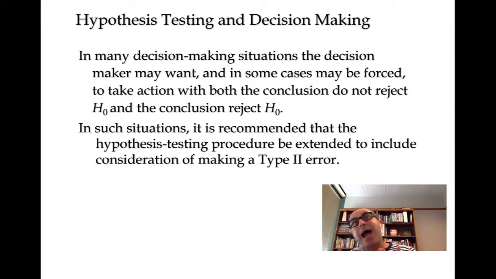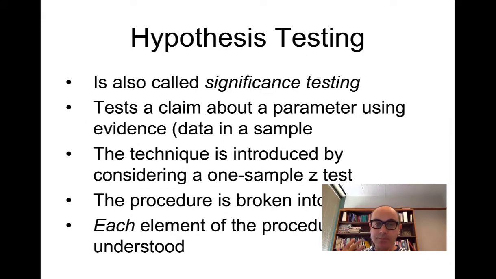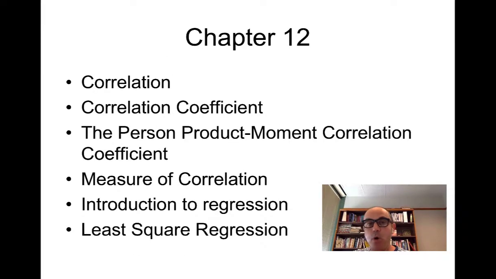In this case, it is a type 2 error that we are trying to avoid, and it is recommended to follow up on the type 2 error just to make sure that we are on the right track with regard to our conclusion. So we talked about significance tests, and tests about the sample and the population. We talked about the technique introduced by considering the one sample test, the z-test. We talked about the procedure being broken into 4 steps, and each element of the procedure must be understood when you are writing your report.